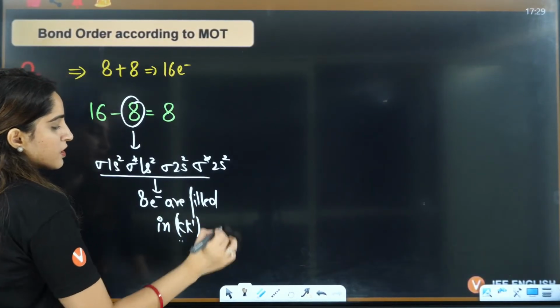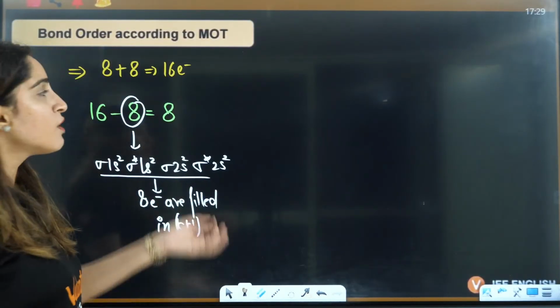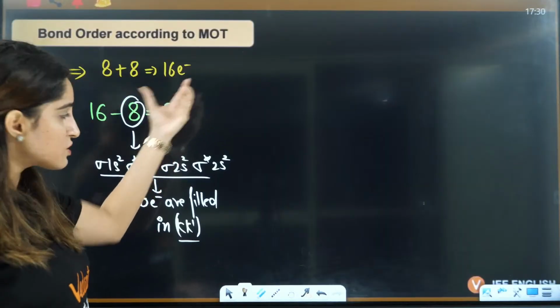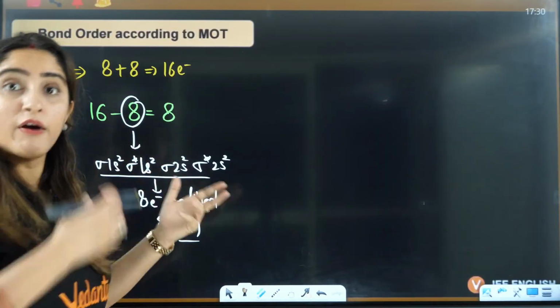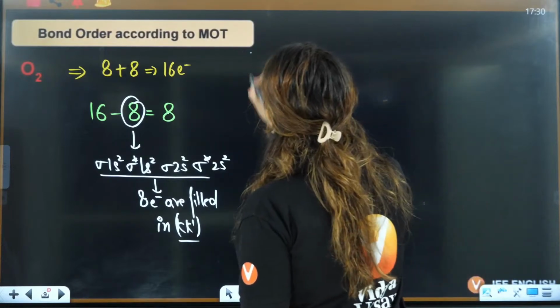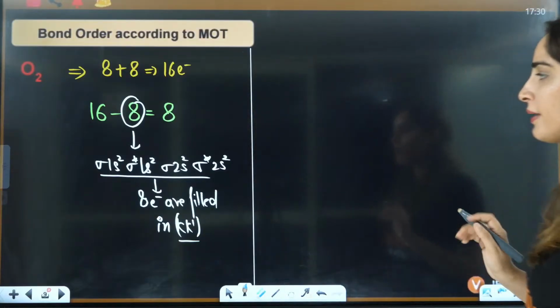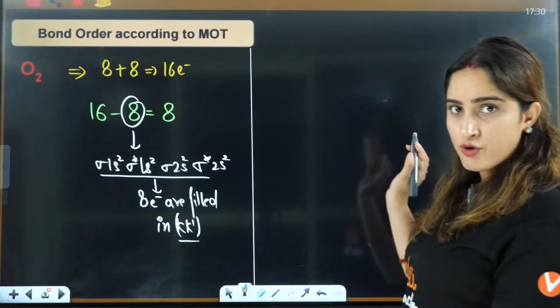So 8 electrons are filled in KK dash. That's why I'm already subtracting it. So always KK dash is the same. If you have more than 8 electrons, just directly subtract 8 from there. Why write it and waste our time again and again, right? So I'll just directly subtract it. Now from here, you need to fill the remaining 8 electrons.